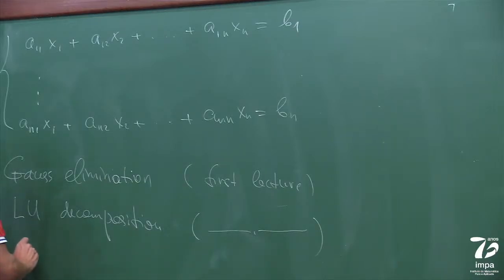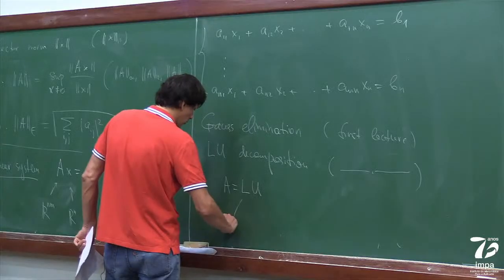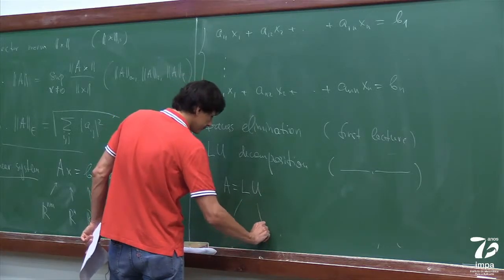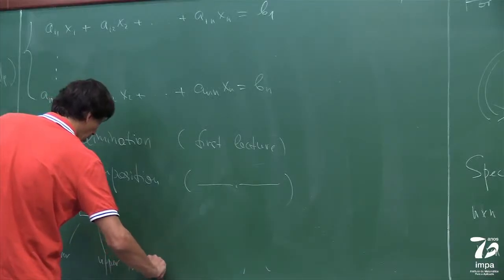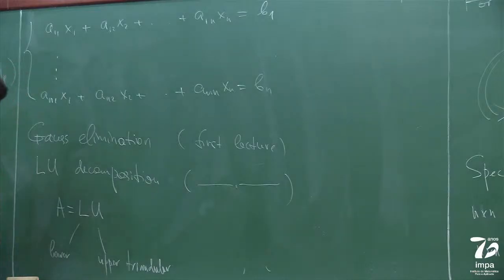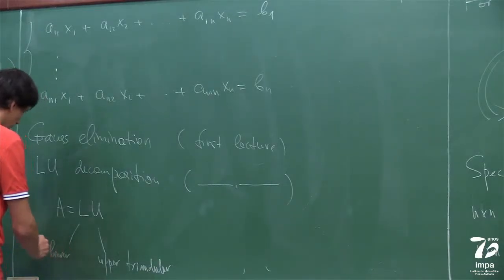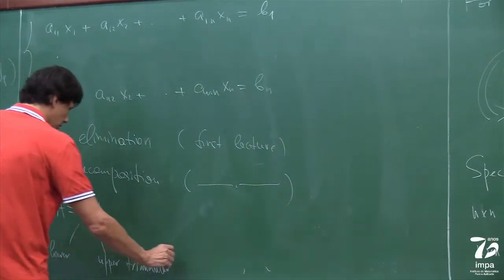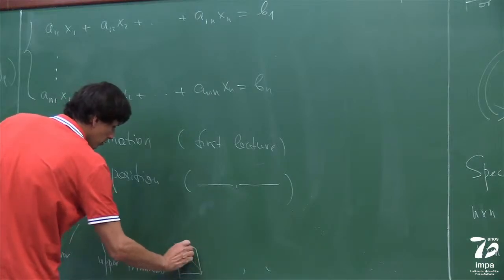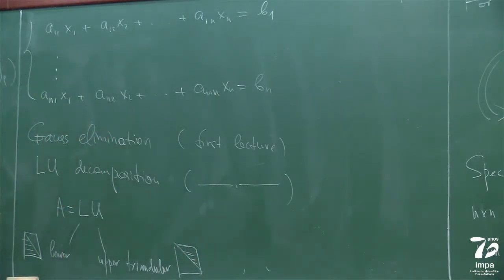LU decomposition is a method by which you can write the matrix as a product of lower and upper triangular matrices. So L is a lower triangular matrix, which only has components below the diagonal, and the upper triangular matrix has only components from the diagonal up.